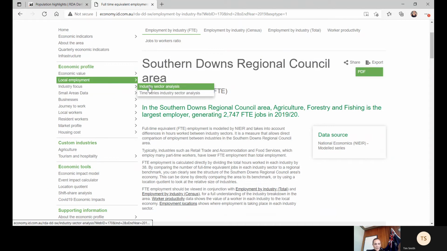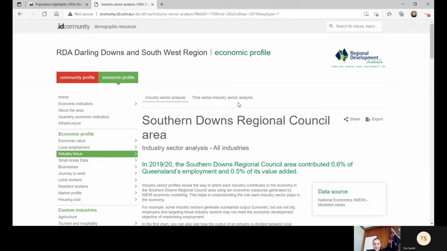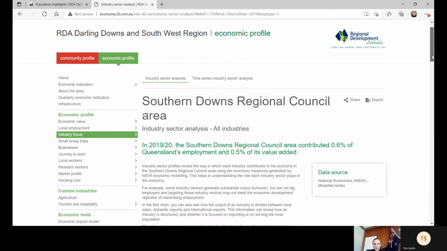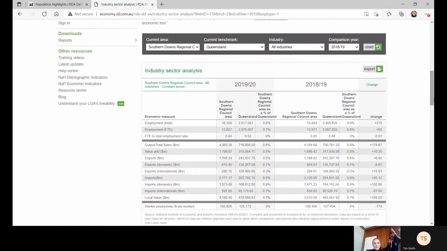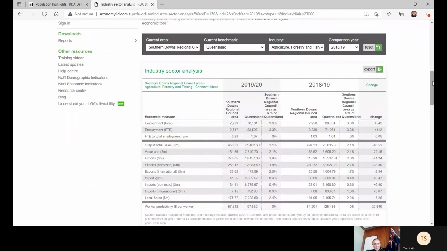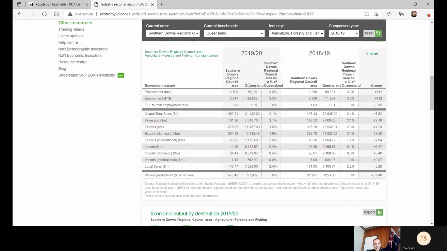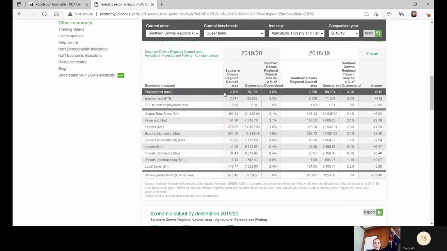So that's my local employment. The next one I'm going to take you to is this industry sector analysis, and then I'll run you through the economic impact model. I really like this simply because it gives me a really quick overview of particular industries. And if council has a focus on, whether it be food product manufacturing or agriculture or tourism or accommodation or retail, you can come in here and click on these headings or subheadings and get a really good snapshot of exactly what's happening in that sector at any one time.